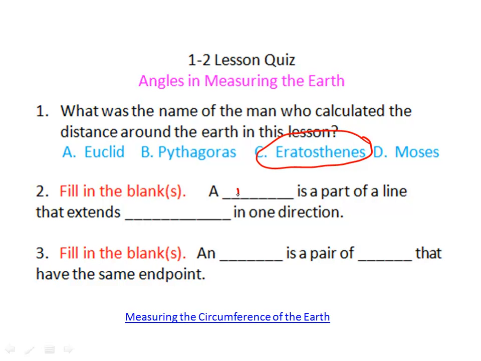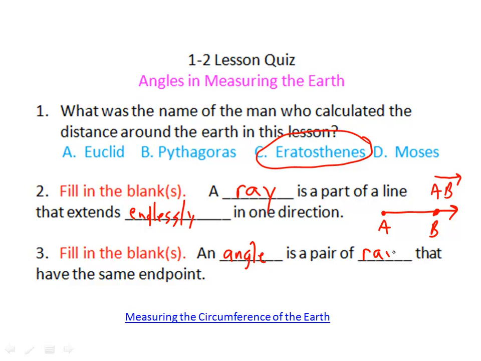A ray is a part of a line that extends endlessly in one direction. So we call this ray AB. This is how you notate it, like that. An angle is a pair of rays that have the same endpoint. Here's the endpoint. Here's our angle.